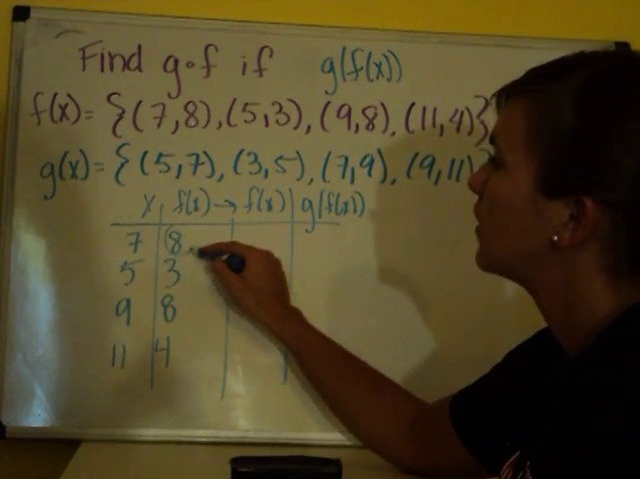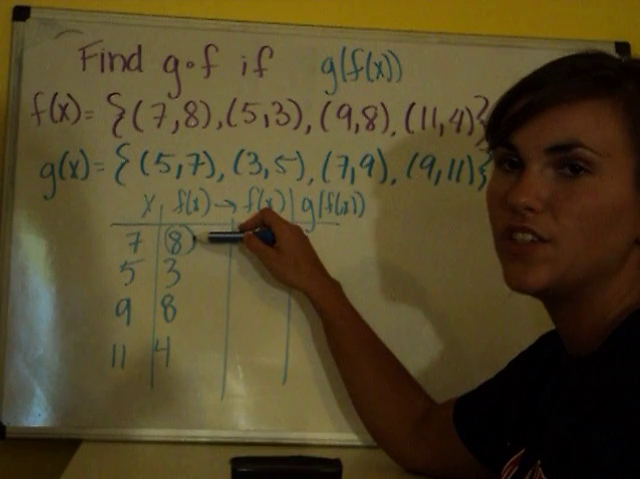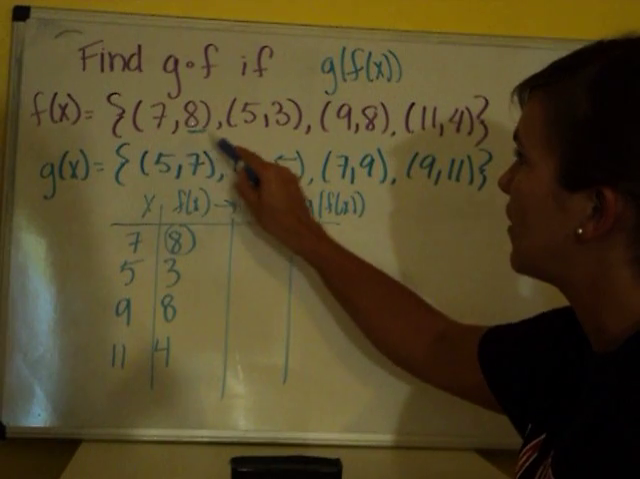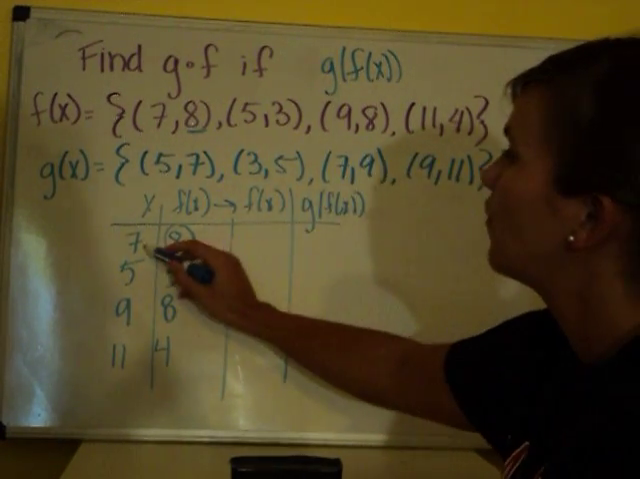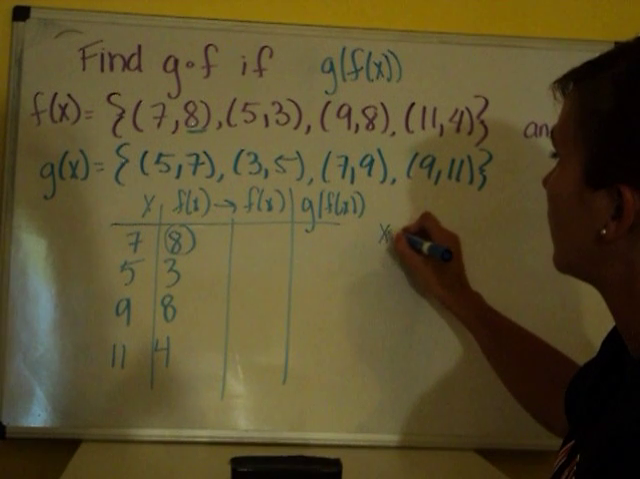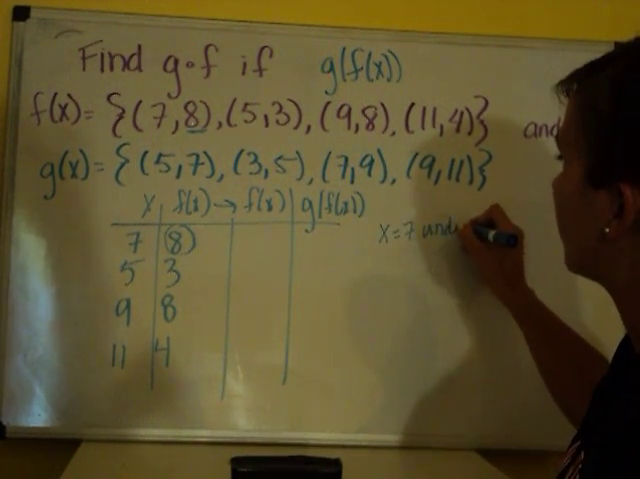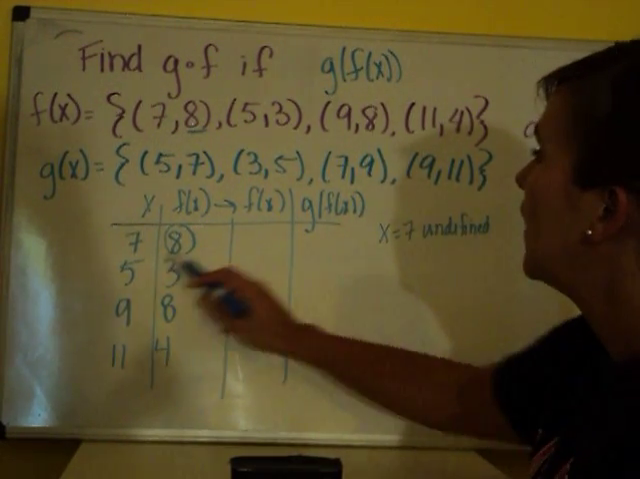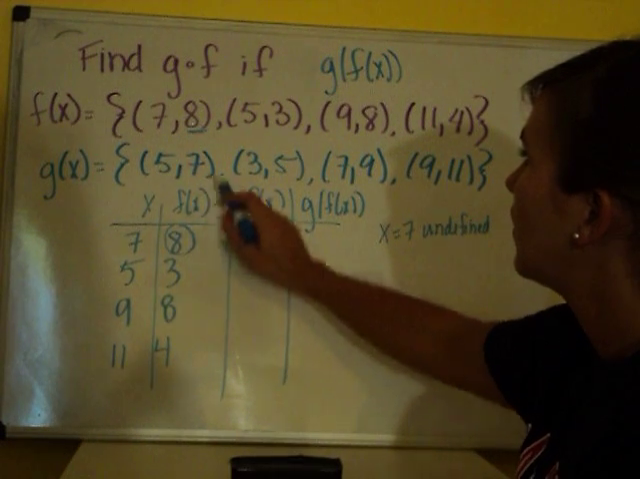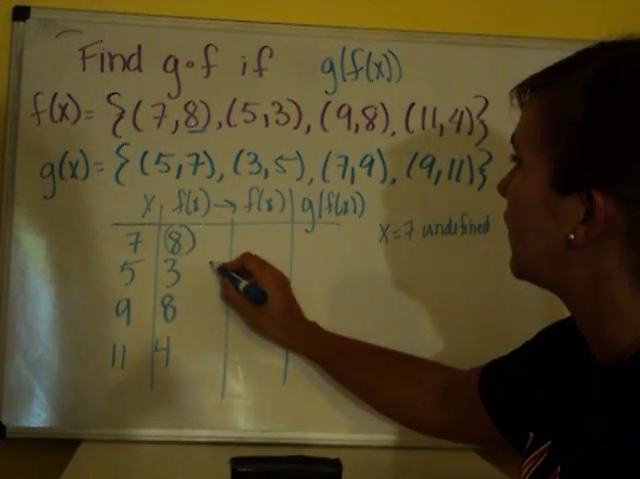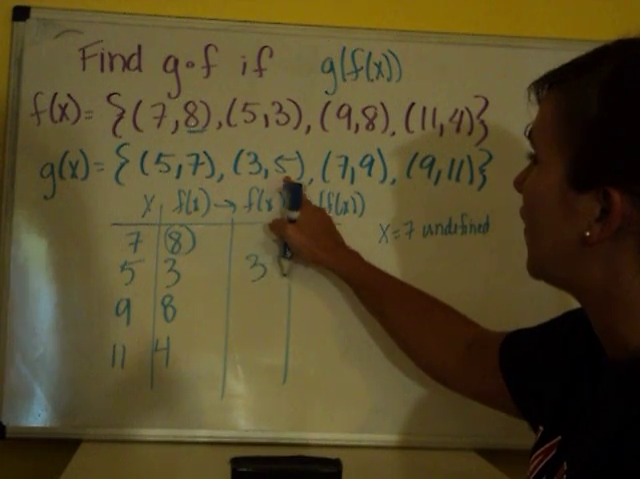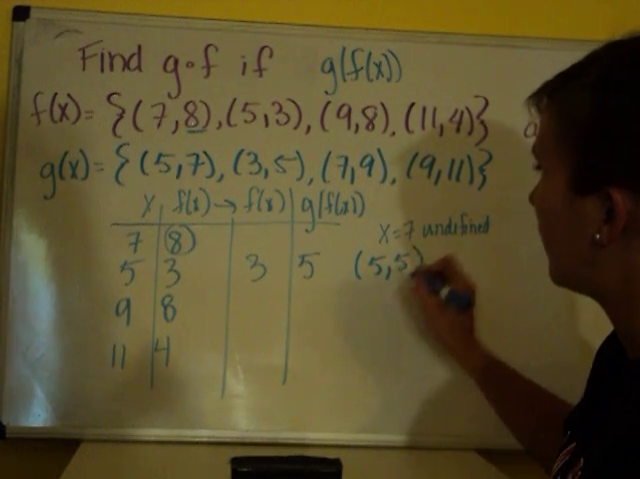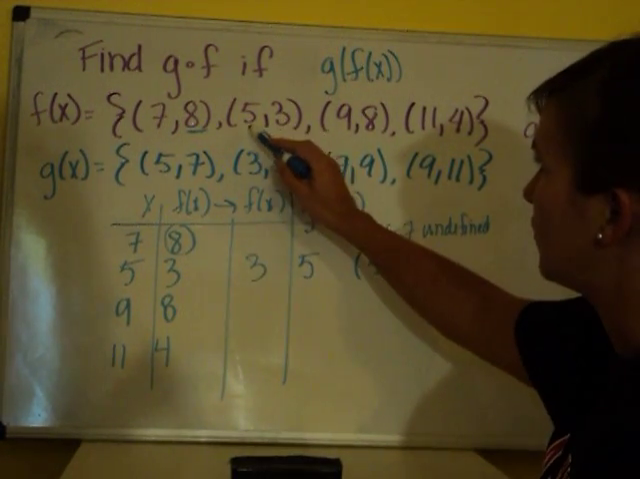This range of f is not in the domain of g, because this 8 has nothing that I can put it into. So therefore, when x equals 7 is undefined for g of f. Okay? If I put in 5, I get a 3. Then I look here at my inputs. I have a 3 input right here. And I get out a 5. So this gives me the ordered pair 5, 5. That one matches up right there.